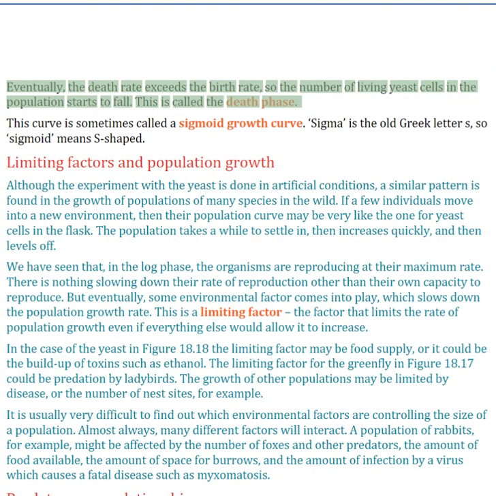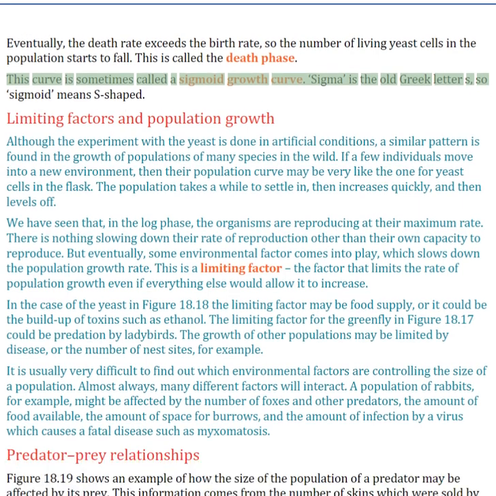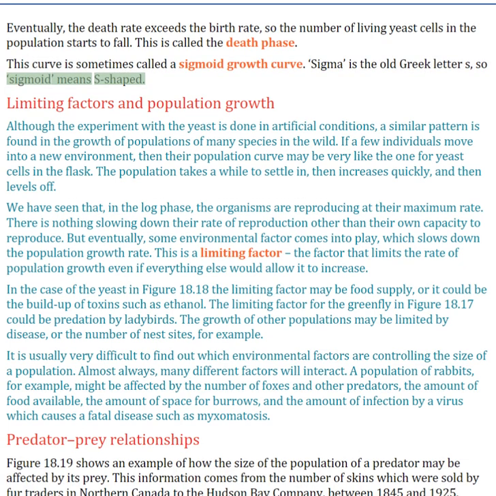Eventually, the death rate exceeds the birth rate, so the number of living yeast cells in the population starts to fall. This is called the death phase. This curve is sometimes called a sigmoid growth curve. Sigma is the old Greek letter S, so sigmoid means S-shaped.